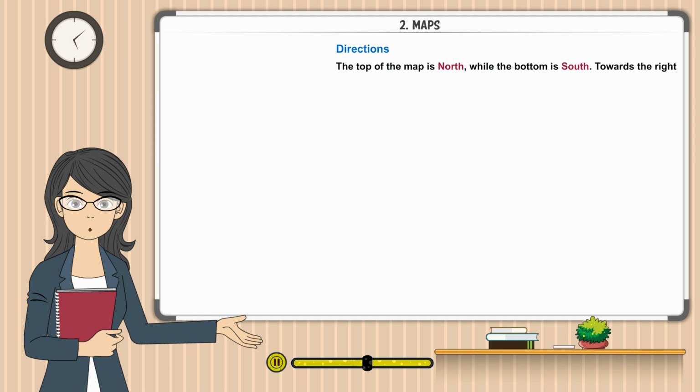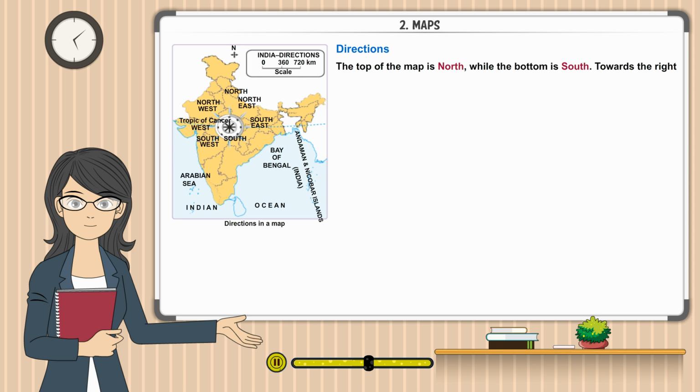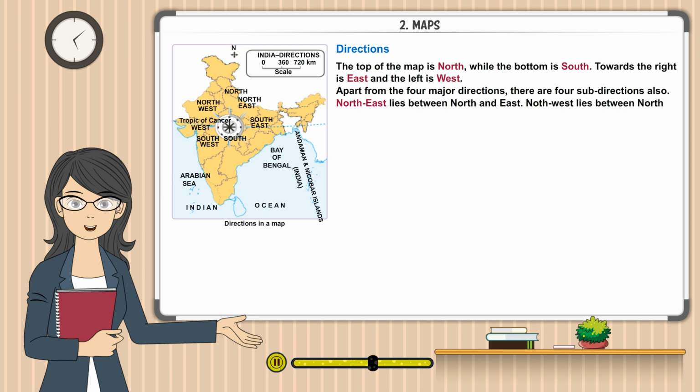Directions. The top of the map is north, while the bottom is south. Towards the right is east, and the left is west. Apart from the four major directions, there are four sub-directions also. Northeast lies between north and east. Northwest lies between north and west. Similarly, southeast lies between south and east, and southwest lies between south and west.